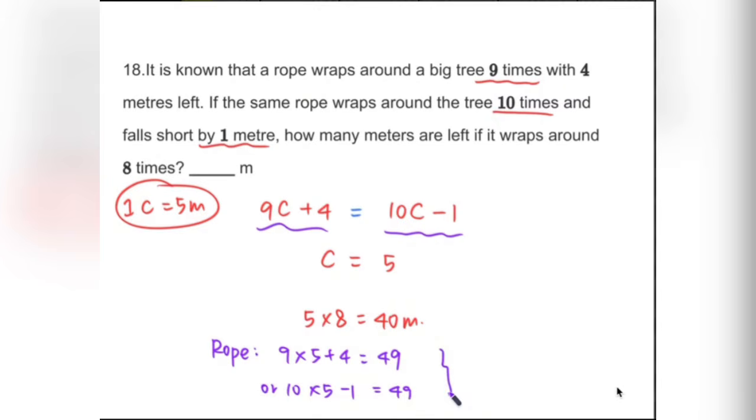So you see, what is the remainder? Yes, we just figure out the gap between 40 and 49. Then we have 49 minus 40, which is 9 meters. And this is the answer, 9 meters.